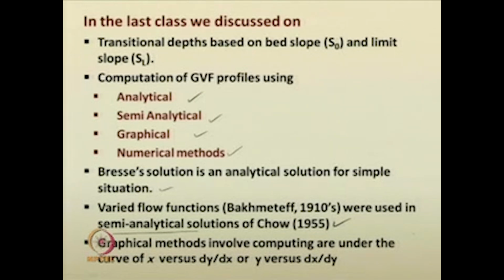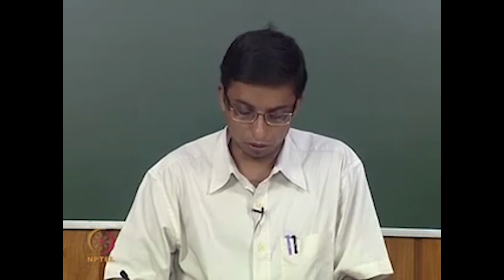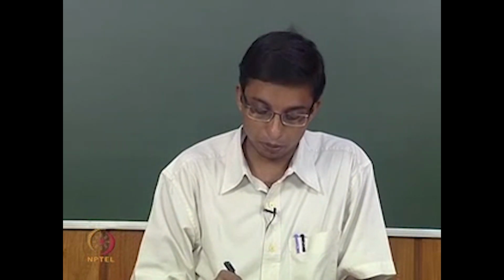You had also seen the graphical method that can be used for computing the gradually varied flow profiles, using the curves, that is, the distance x versus dy by dx, or the depth of flow y versus dx by dy. If you have these graphs, one can integrate, that is, you can compute the area under the curve of these graphs, and that can be used for the gradually varied flow profile computations.